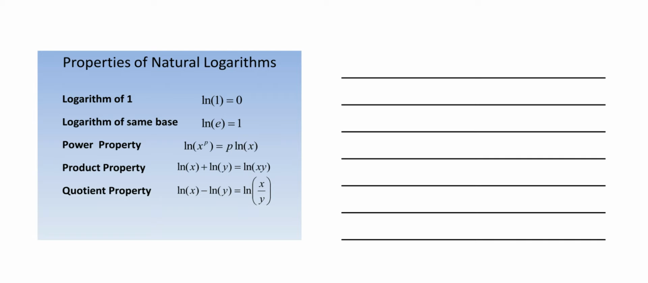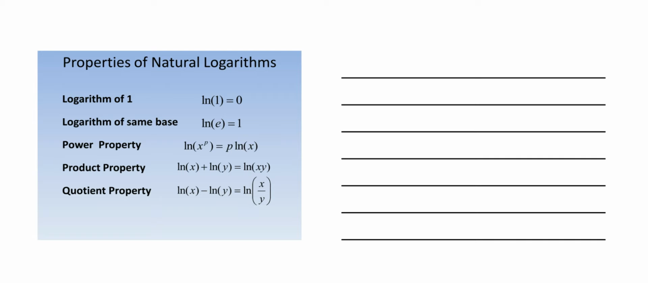Power property: ln of x to the p is equivalent to p times the ln of x. In other words, a log, in this case the natural log, allows you to bring down an exponent, so it still applies. Or you can also bring it back up, be aware of that.